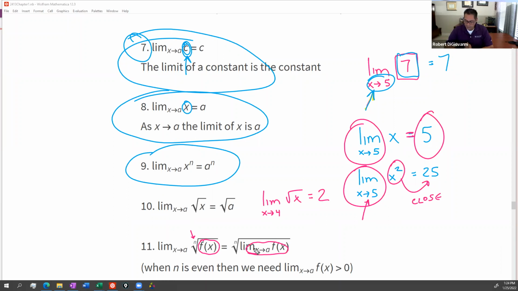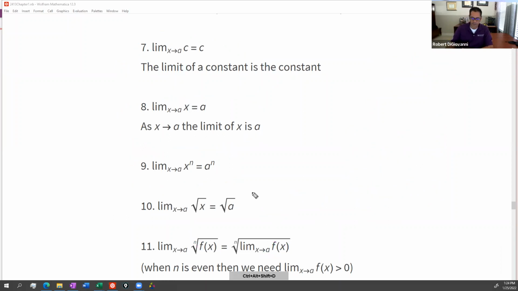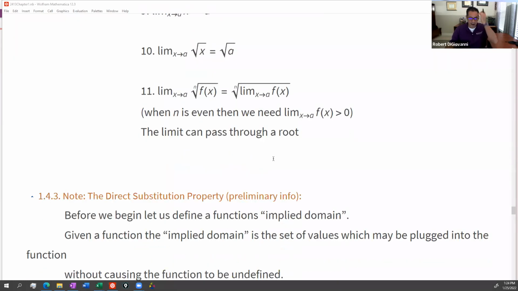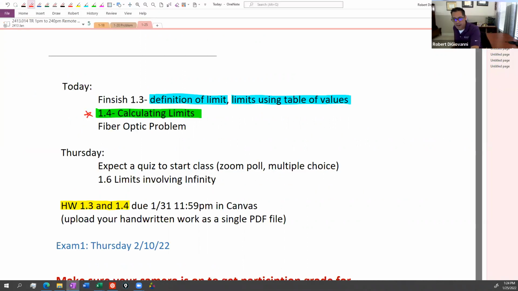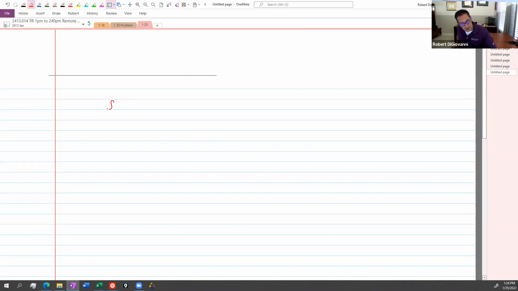Okay. Now, that's all for the limit laws. We now have a very important property. Like, we need this to move on. It involves something called implied domains. All right, so before I even do this, I want to make sure you understand what I mean by an implied domain. Let's say I put a function up here for you. All right, there's a function. I'm just throwing this out there for you.